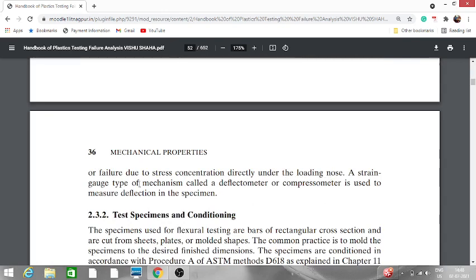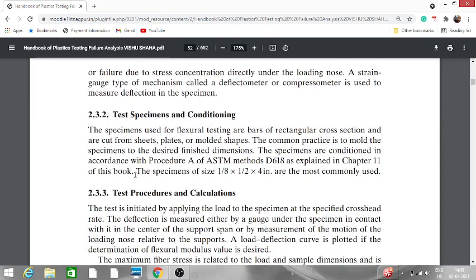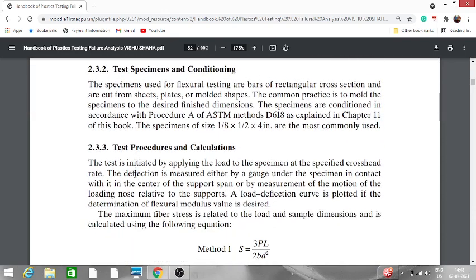A strain gauge or a mechanism called a deflectometer or compressometer is used to measure the deflection in the specimen. Test specimen and conditioning. The specimens used for flexural testing are bars of rectangular cross section, a simple beam, and are cut from sheet plates or molded sheets. The common practice is to mold the specimen to the desired finish dimension.